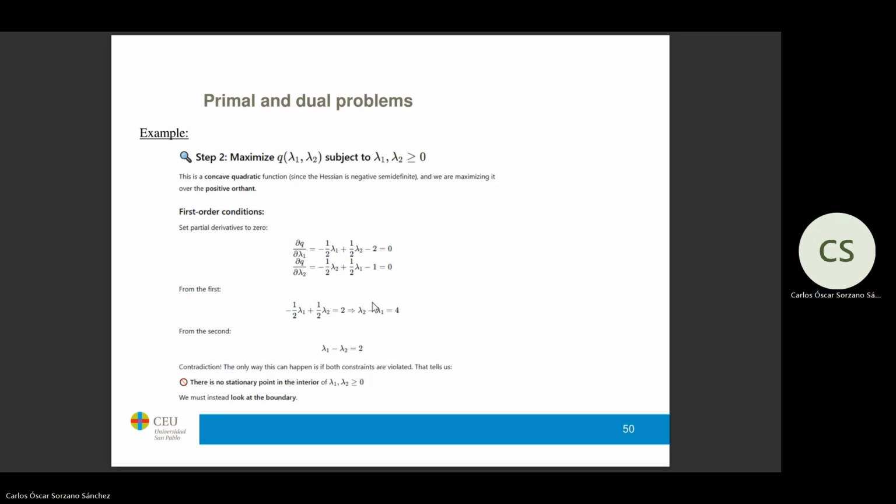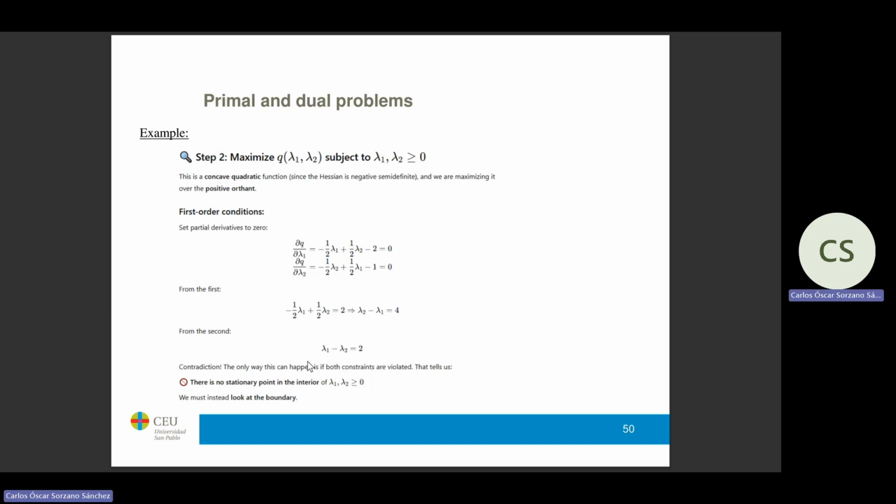And if you solve this equation system, there is no solution. You see here, lambda 2, if you multiply by minus 1, you have lambda 1 minus lambda 2 is minus 4. And in the second, lambda 1 minus lambda 4 is equal to 2. So there is no solution there. Okay, so there is no solution that is larger than 0.